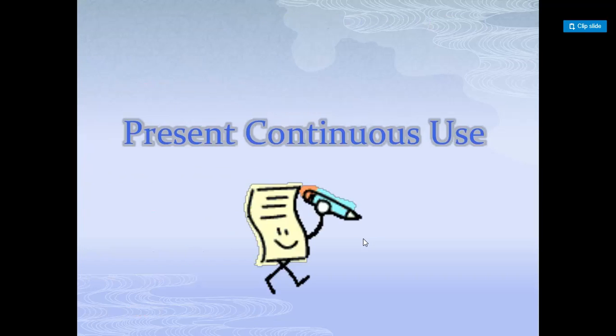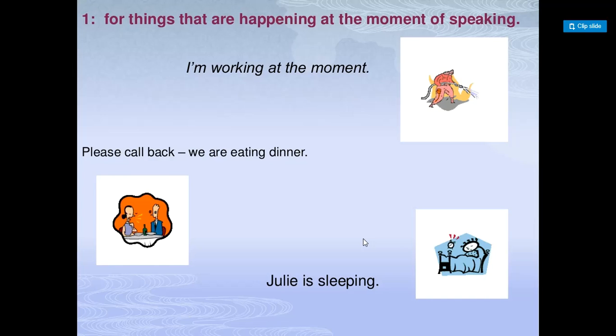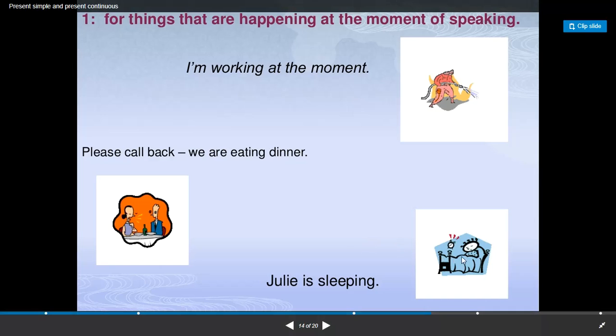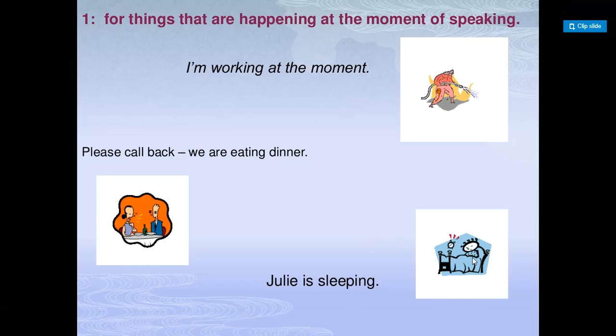The present continuous is used for things that are happening at the moment of speaking. Like when you say, I'm working at the moment. That means at the moment of speaking, you are working. Please call back. We are eating dinner. For this picture, Julie is sleeping. Don't wake her up.